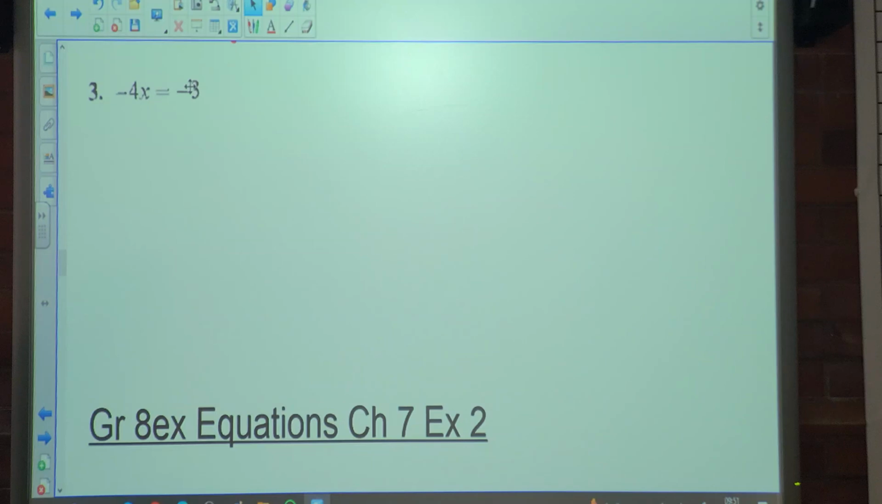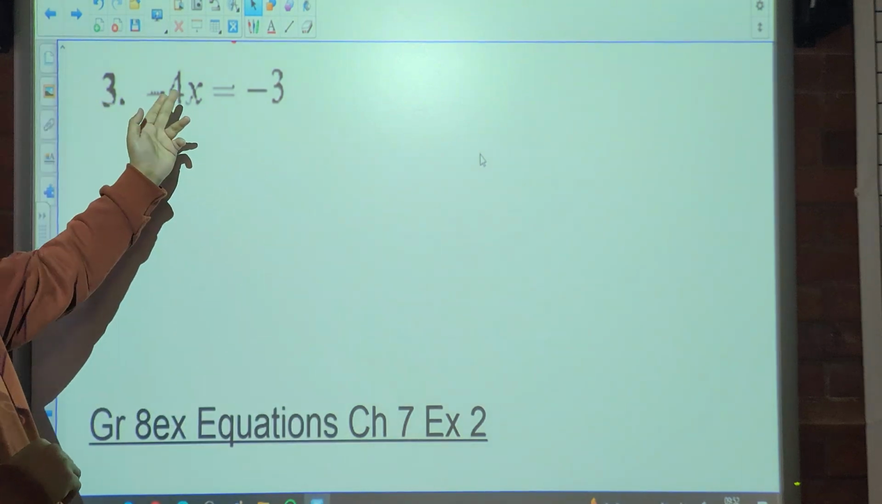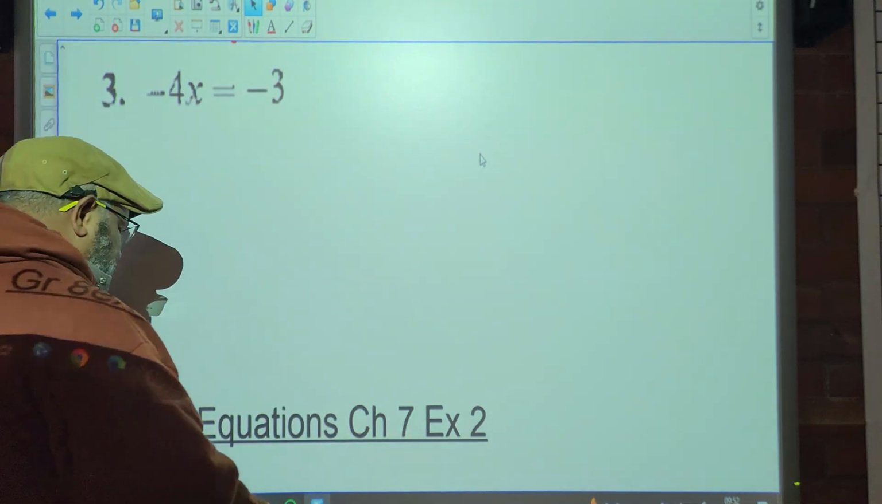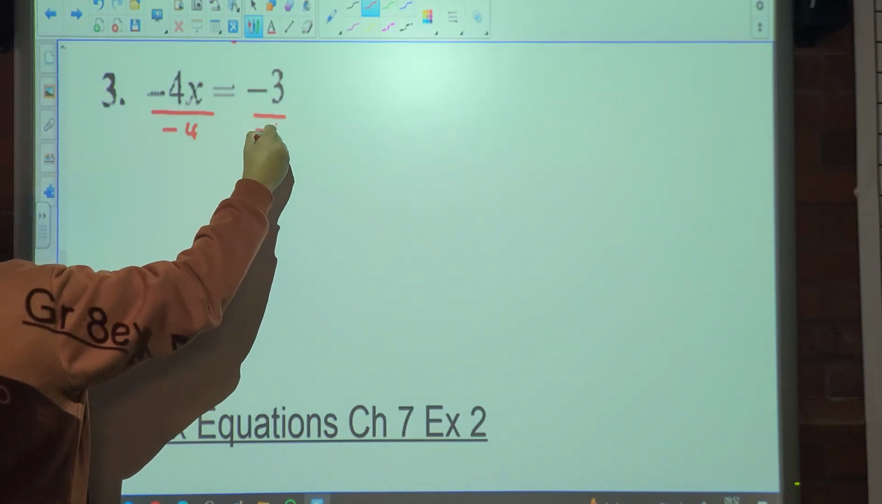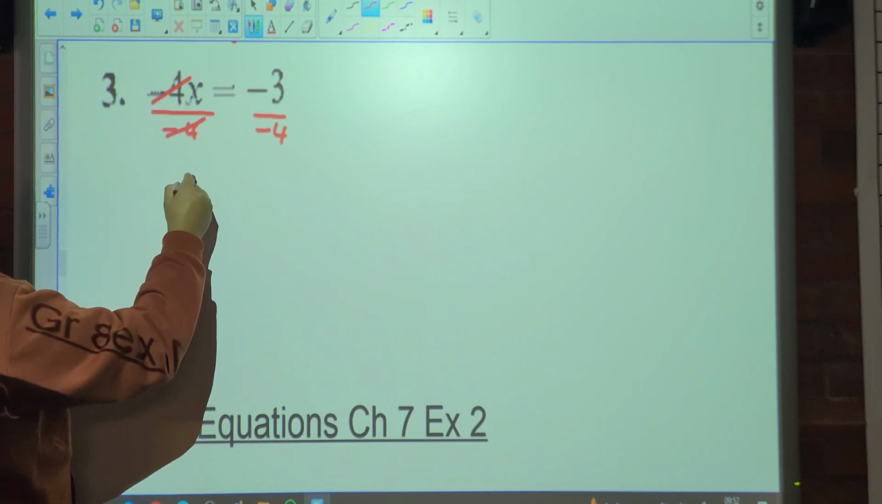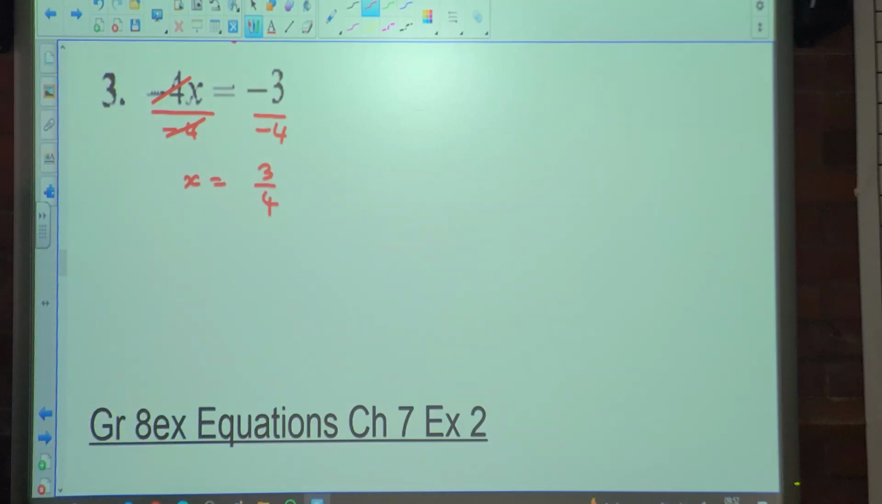Go to number 3. As you can see, we have negative 4x is equal to negative 3. So what do we have to do here? We have to get x standing on its own. So how are negative 4 and x bonded? Multiplication. So what does that do? We divide by negative 4. That cancels, so x is equal to negative divided by negative, which is positive. And there's no number that goes into 3 and 4 other than 1 without a remainder, so the answer remains 3 over 4. Okay?